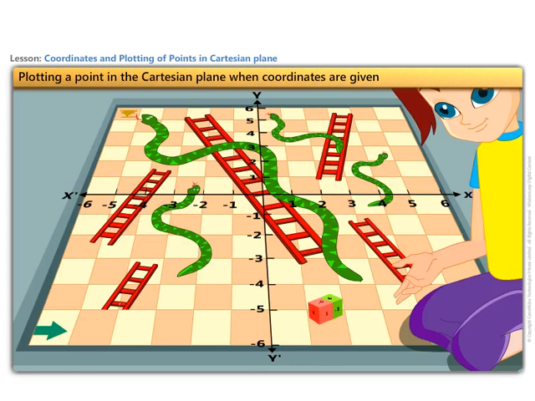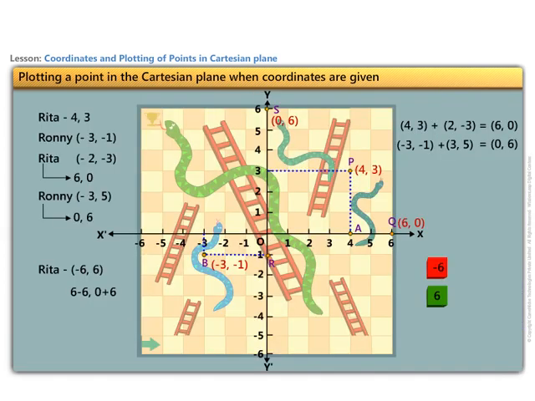Rita throws the dice and gets -6 and 6 on the red and green dice respectively. So, the new position will be at (0, 6). This is the same as Ronnie's position. What do you conclude from this? Here, the ordered pair (x, y) is equal to the ordered pair (y, x). That is, x is equal to y. Thus, (x, y) is equal to (y, x) if x is equal to y.